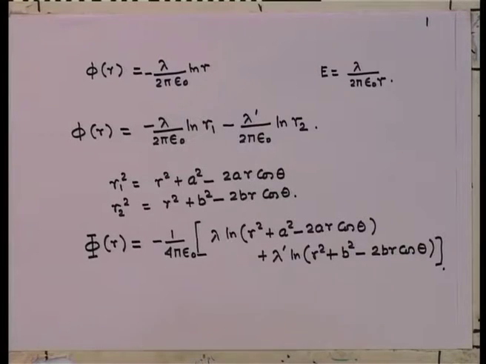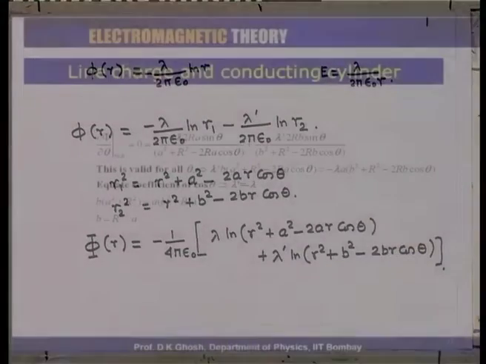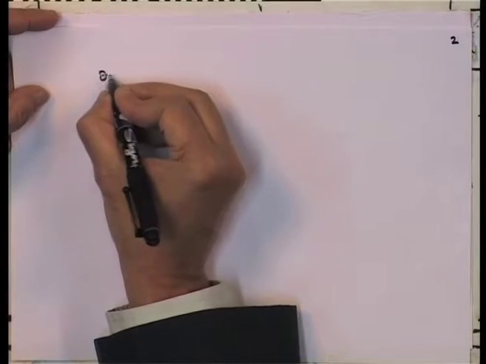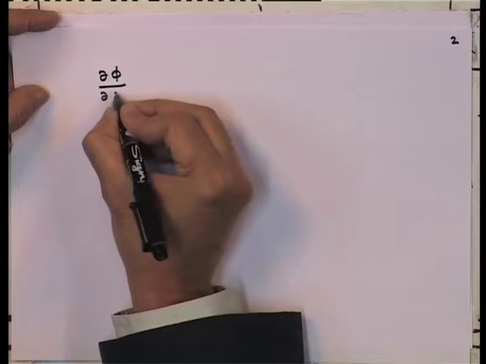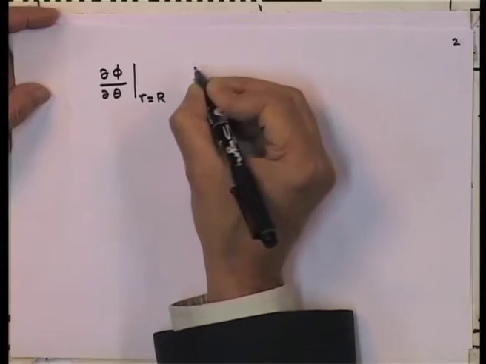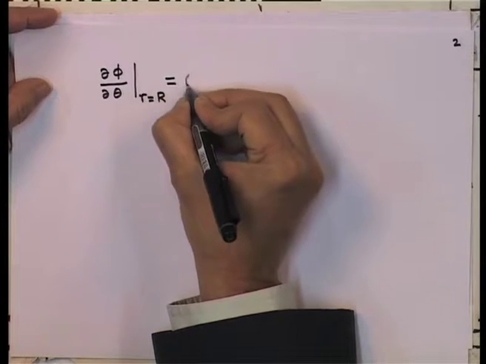Now, notice that I require that the tangential electric field on the surface of the cylinder must be equal to 0, and so as a result, minus d phi by d theta, so if I take d phi by d theta on the surface of the cylinder, which is evaluated at r is equal to r, this quantity must be equal to 0.